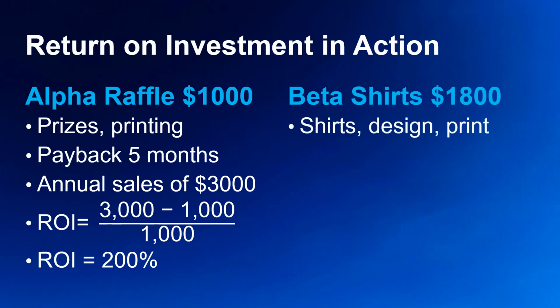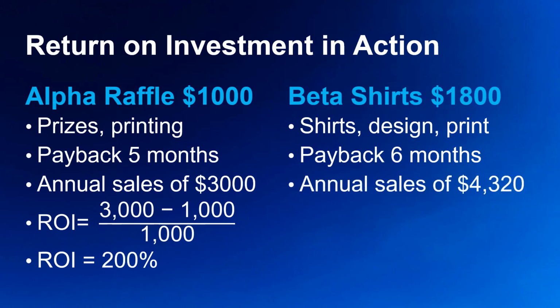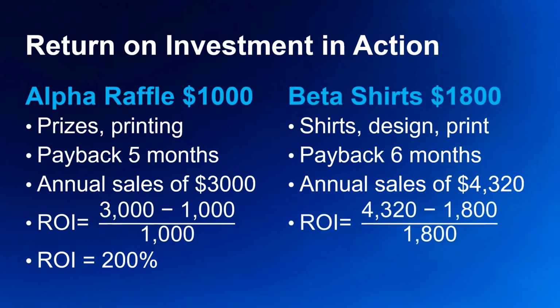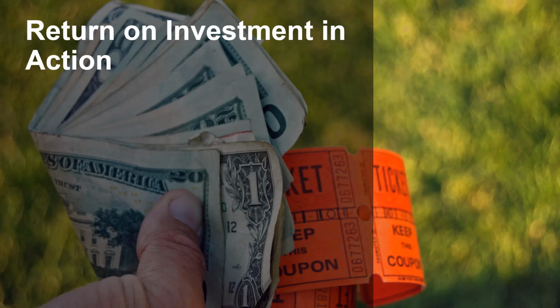The Beta Project is a group of parents who get together to sell T-shirts. It spent $1,800 on shirts, creating a design and printing the design on the shirts. It had a payback period of 6 months and spent the year selling the shirts at a total of $4,320. Let's calculate this one here using the formula. We end up with an ROI of 140%. Now we compare the 2 projects.